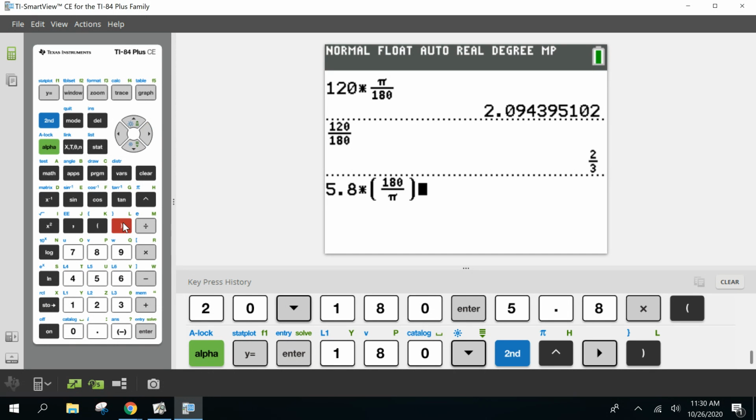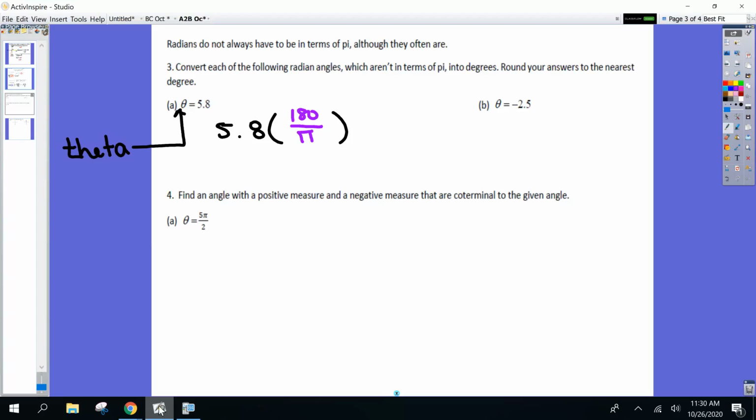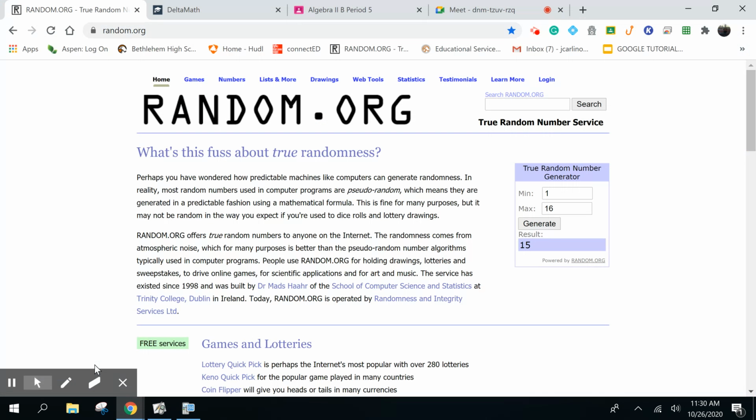So 5.8 times 180 over pi gives me a long decimal, but I gave you guys rounding directions here to help you out. So round your answer to the nearest degree. How many degrees are in 5.8 radians? What do you got for me there? Dan, what do you got for me? How many degrees?